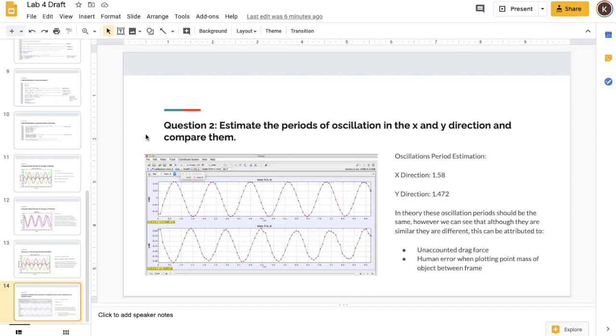And to answer the second question, with the periods of oscillation in the X and Y direction to compare them, I used the tracker software and found the distance between the peaks. So the X direction is 1.58, and the Y direction is 1.472. In a perfect world, in theory, these oscillation periods should be identical. However, we can see that they are similar but different, and this can once again be attributed to unaccounted drag force as well as human error when it came to plotting the point mass of the object between frames.